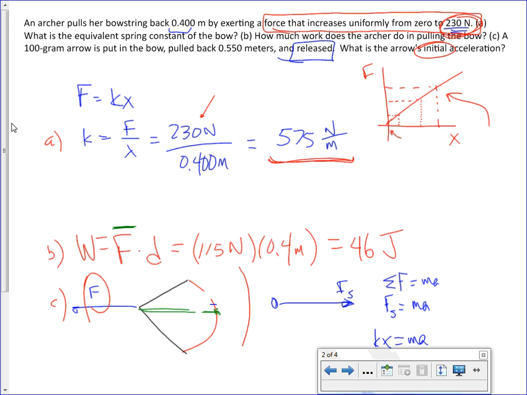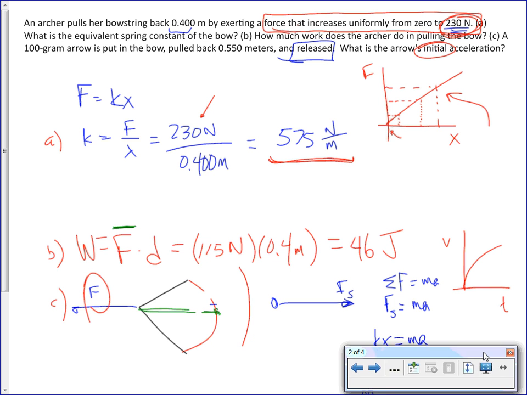So the deal is it speeds up the whole time, the arrow does, but the rate at which it speeds up decreases. So it looks something like this. You get me? It keeps getting faster, but the rate at which it keeps getting faster slows down. Tricky, but neat.